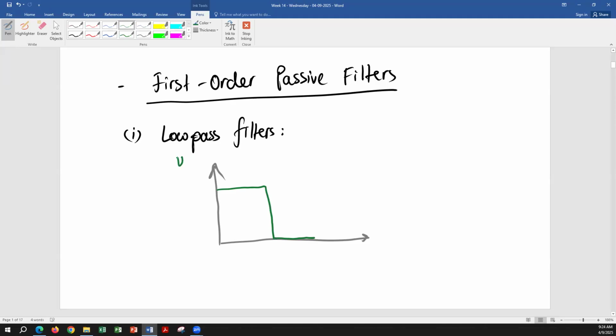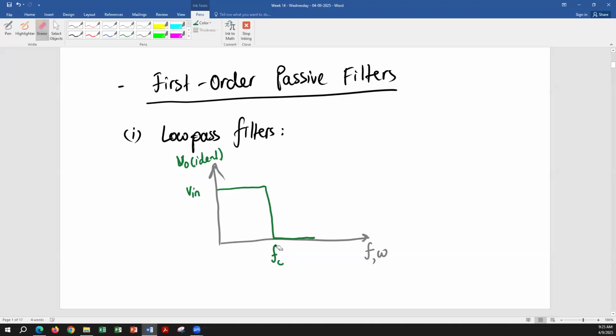Let's say V out, and this is ideal. Your x-axis in this case is either f, your frequency, or omega, whichever you're taking, either in hertz or radian per second. And this is your output. And as you can see, the output is equal to the input signal up to a frequency, what we call the cutoff frequency, FC.